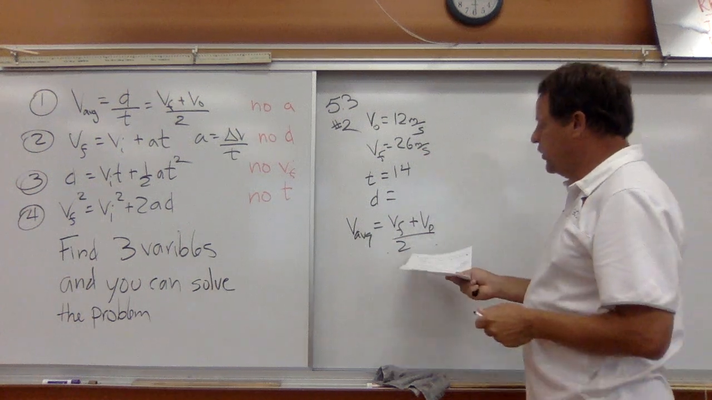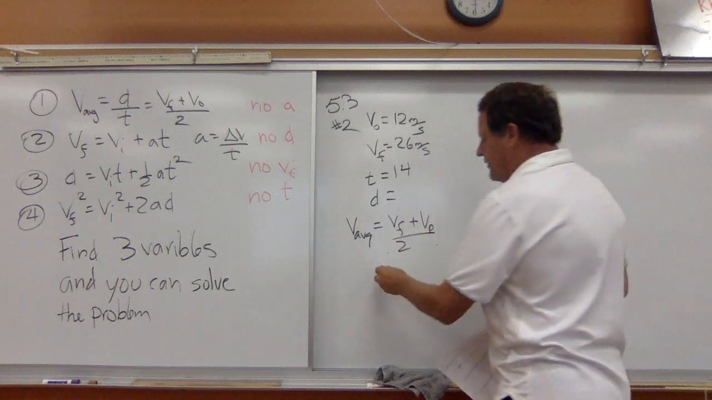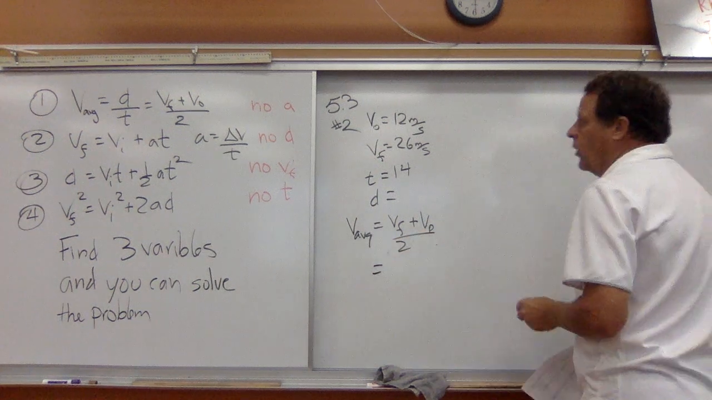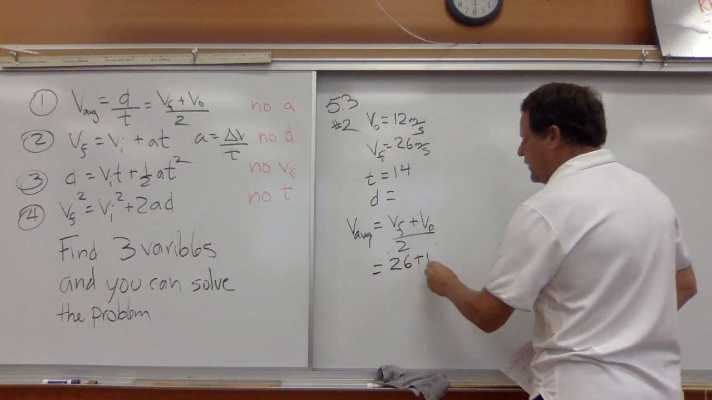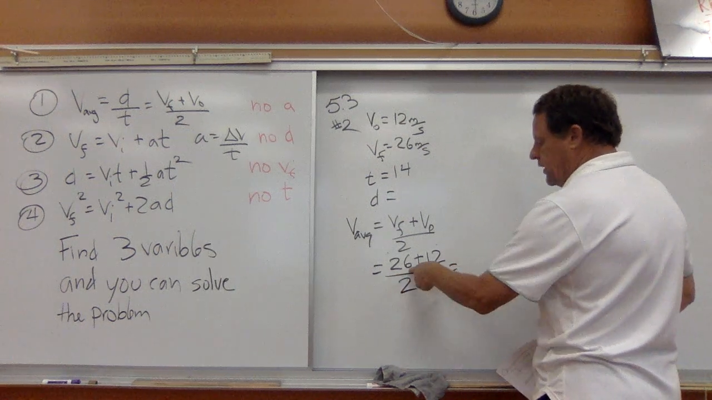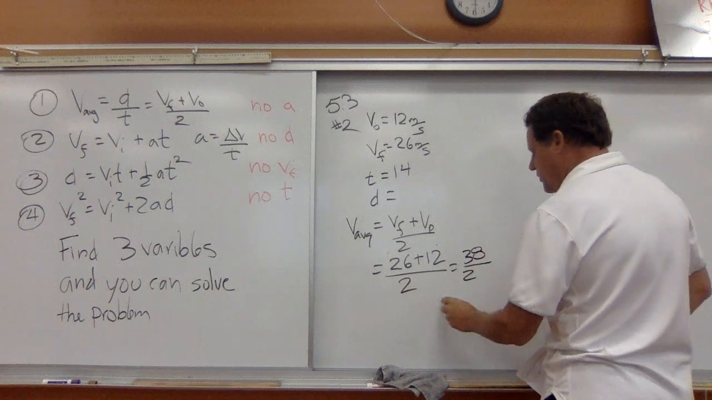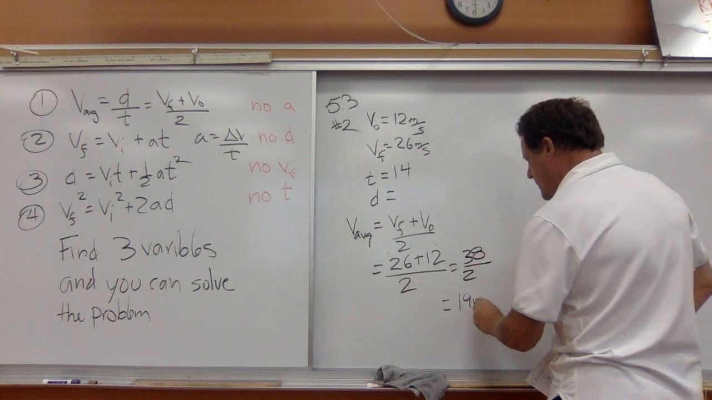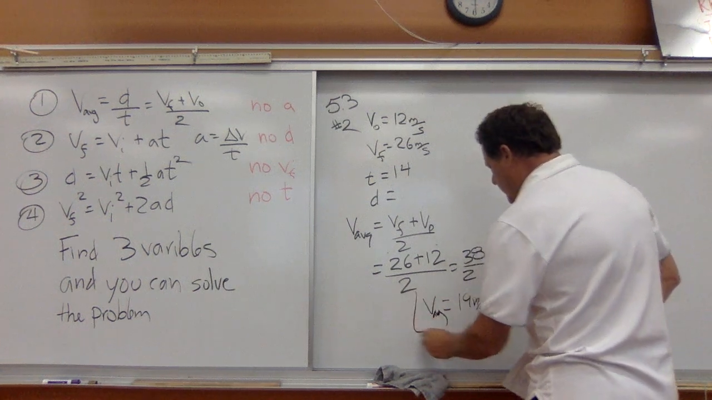So the first thing we're going to do is solve for the average velocity. Our final velocity is 26, our initial velocity is 12, and then we divide by 2. 26 and 12 is 38, divided by 2 is equal to 19 meters per second. So that is our average velocity.